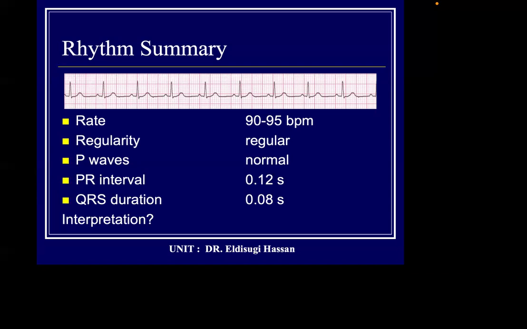This is the normal. If you do not know the normal, you will not know the abnormality. Any deviation from this is called arrhythmias. Deviation from a normal rhythm is called arrhythmias. So arrhythmias is nothing, it's just a deviation from this normal, and this will be discussed later.